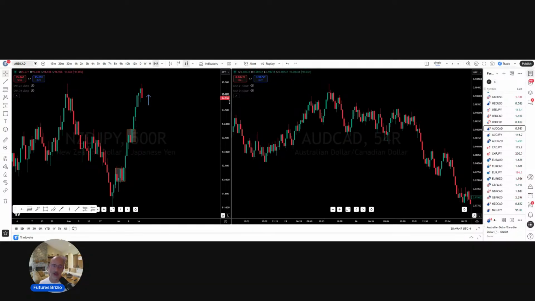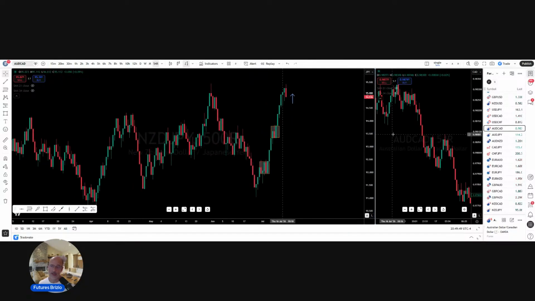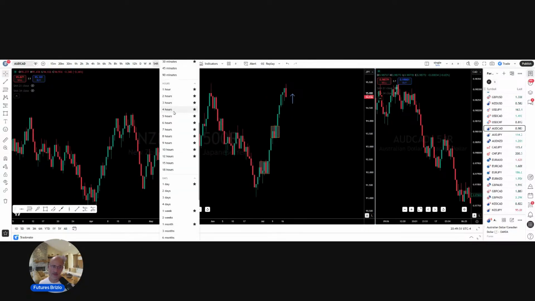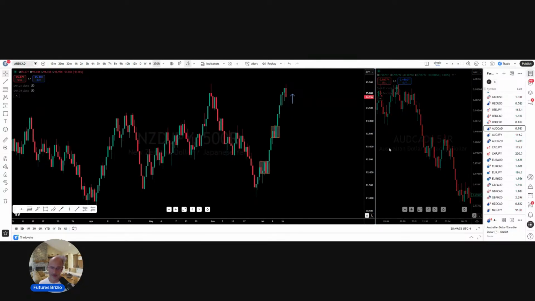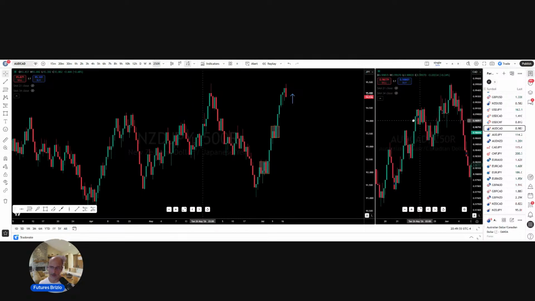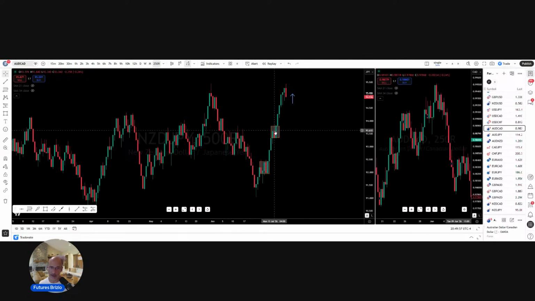So I like to stick to the 500, and then I'll use the 250 to fine tune an entry if I want to. Because on the breakout, like on this breakout right here, for instance, on Aussie Canadian, you've got this breakout of this bar. But this is 50 pips. I mean, they're all 50 pips, but this gets you a lot closer to this high.